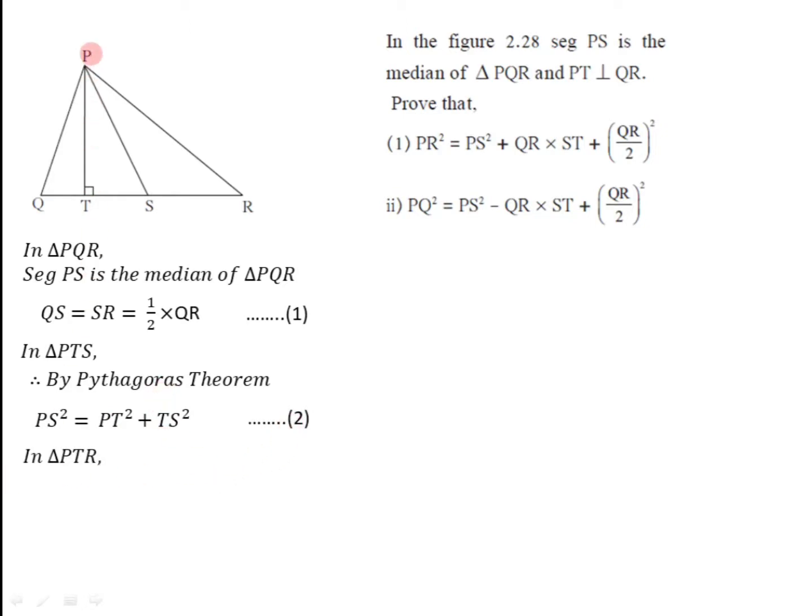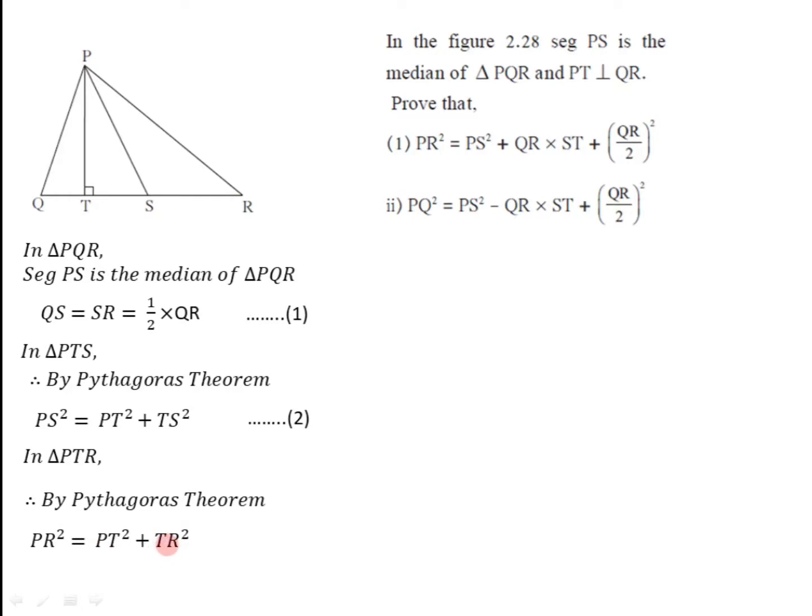Now consider triangle PTR. Triangle PTR is also a right angle triangle. So here also we can apply the Pythagoras theorem. By that we can write PR square is equal to PT square plus TR square, as PR is the hypotenuse in this triangle and the remaining two sides are PT and TR. That's why PR square is equal to PT square plus TR square.